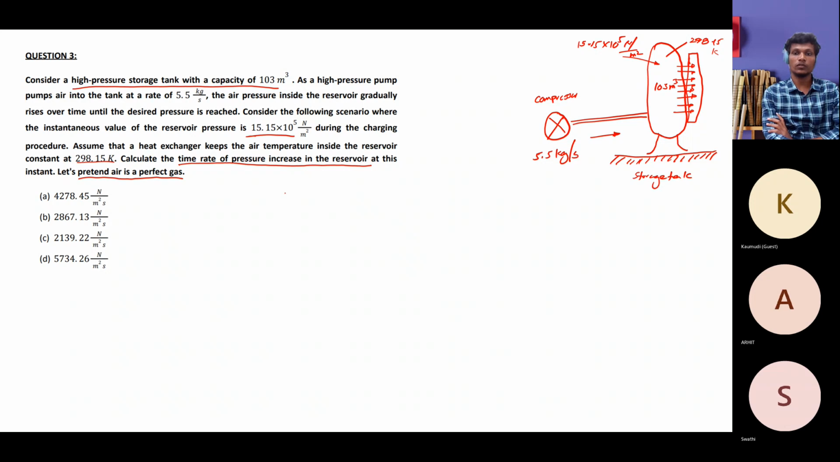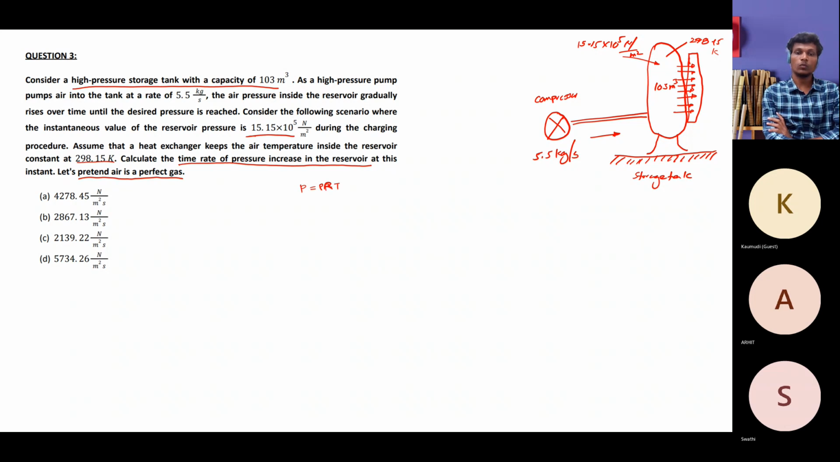How can we start this question? I think we can start with the ideal gas equation and differentiate it with respect to time. Yes, we can differentiate with respect to time. That is the usual process.